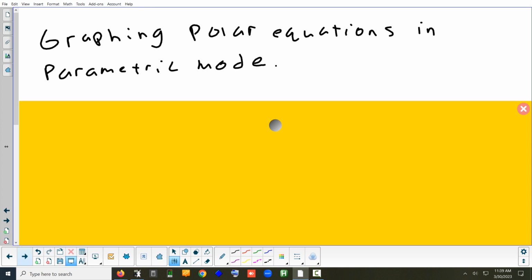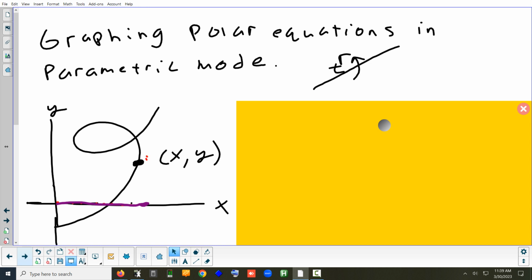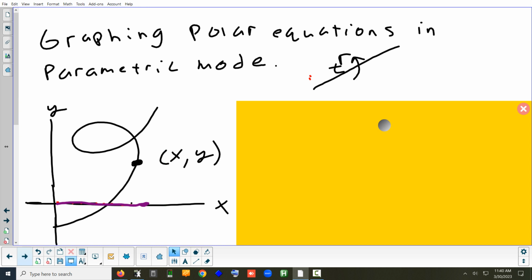All right, so when we have something in polar, we could have some type of curve like that. So we have some type of curve. Doesn't matter what it is. Say that these are the coordinates of a point on that curve. Let's focus just on that one point. If we can change this one point from polar to parametric, then we can change the whole curve from polar to parametric, one point at a time.